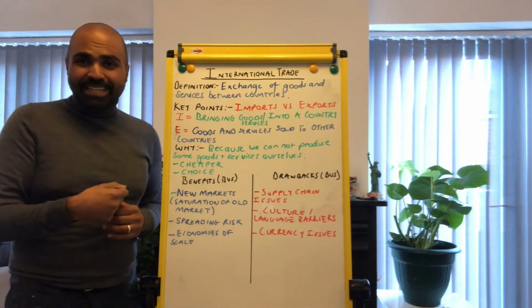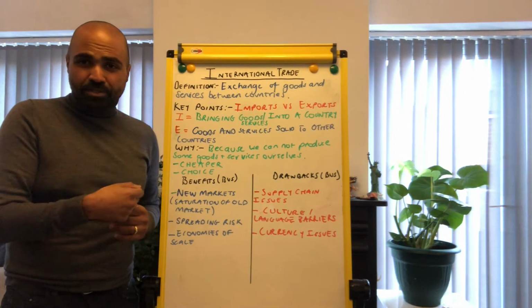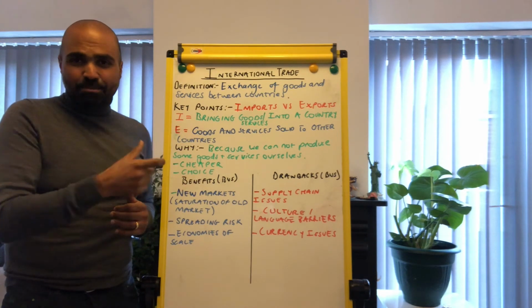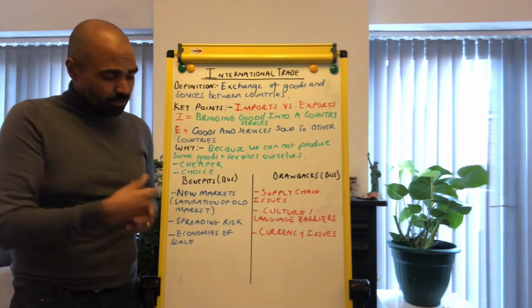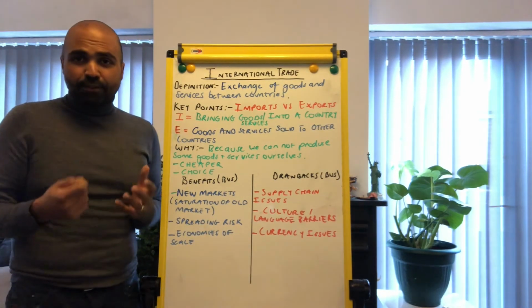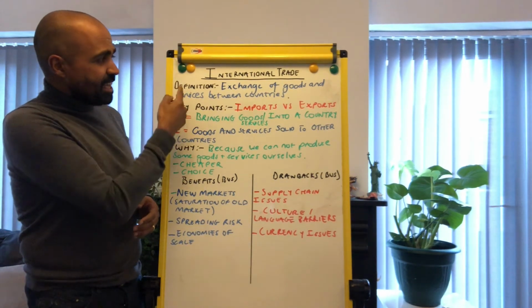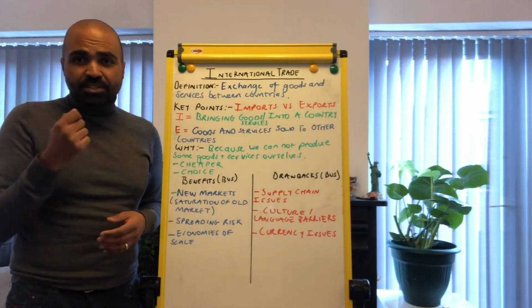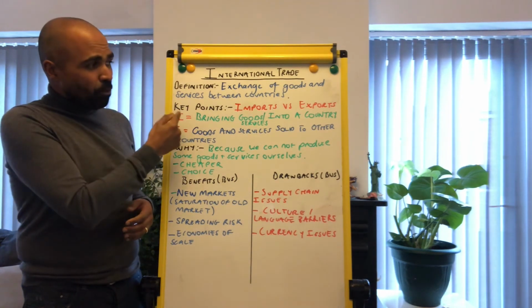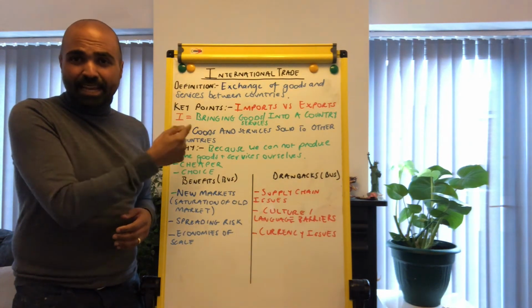If you're buying from India, you have to convert your home currency, which is sterling, into rupees, and there's a conversion. It can get complicated when you have currency issues. So that is international trade. Hopefully you've understood that. Remember, international trade is the exchange of goods and services between different countries. And the key points to remember are imports and exports.